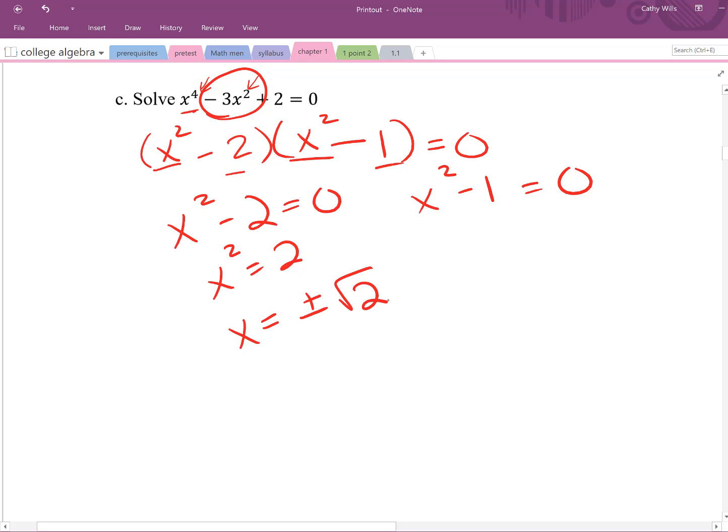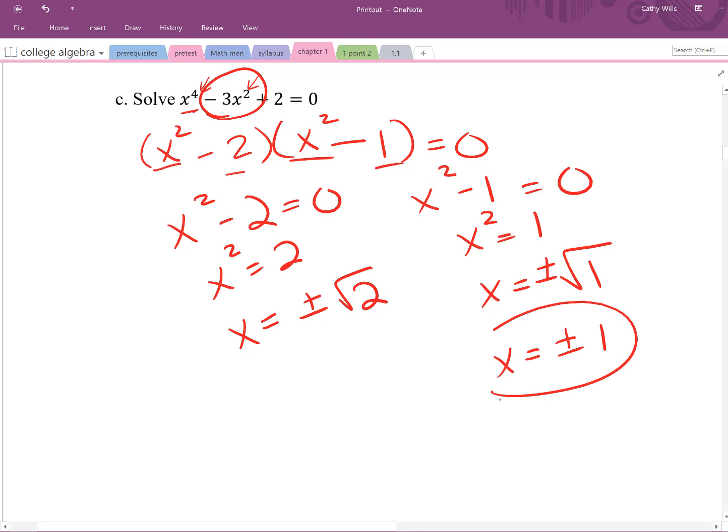Over here, add 1 on both sides. X squared equals 1. So x equals plus or minus the square root of 1, so x equals plus or minus 1. So these are the 4 solutions to this equation that has the highest power on x being 4. It has plus square root of 2, minus square root of 2, plus 1, and minus 1 for solutions.